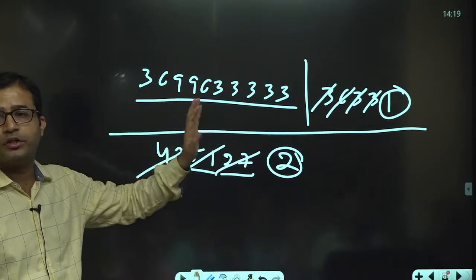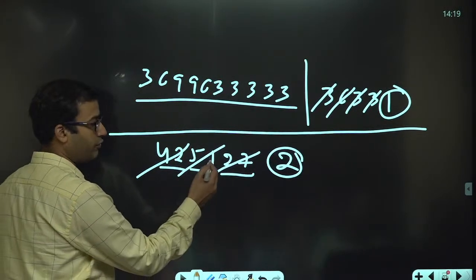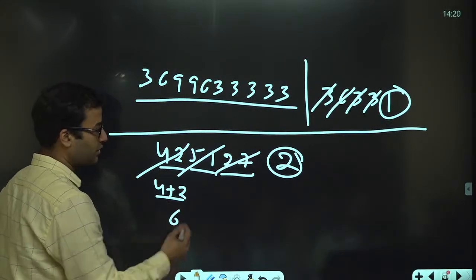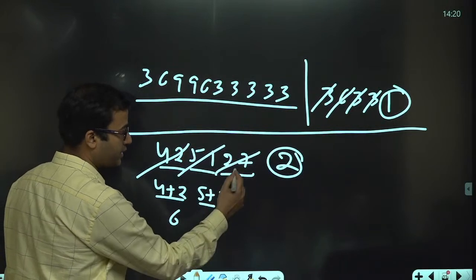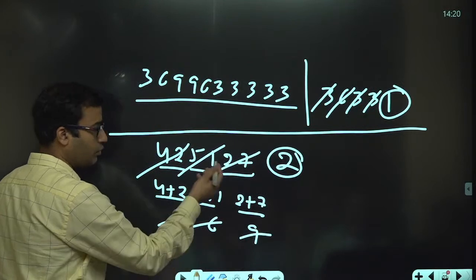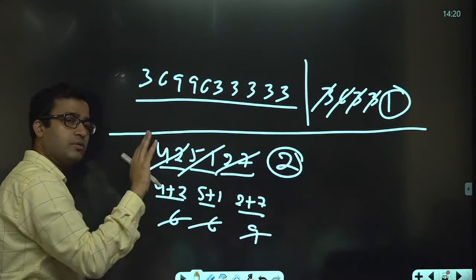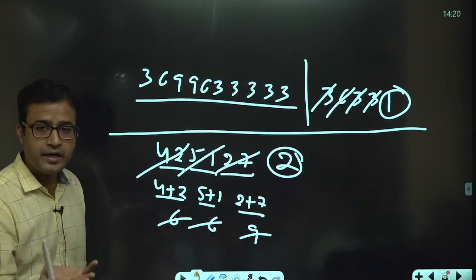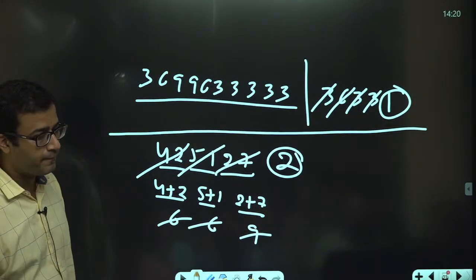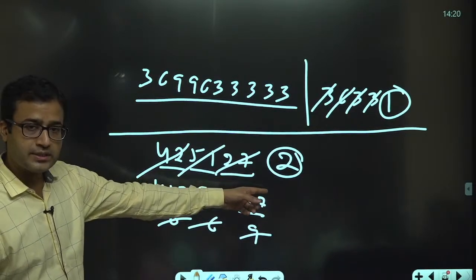You eliminate, you ignore directly. हाँ, क्या दिया हुआ था? 425127. If you do 4 plus 2, what you get? 6. If you do 5 plus 1, what you get? 6. 2 plus 7, you get 9. So you cancel it. On its face also you can cancel it. So you can see, either it is 3 or multiple of 3 directly or indirectly. By indirectly what I mean, add करके अगर 3 का multiple बन रहा है. 2 बचा, so remainder is 2.